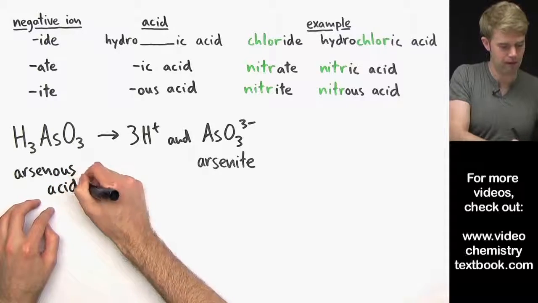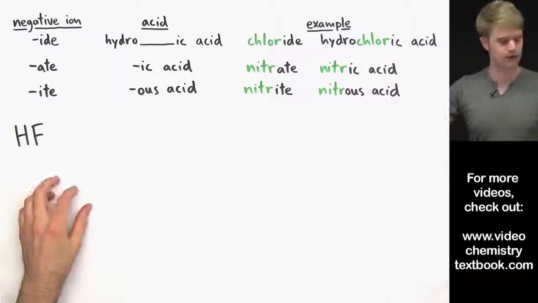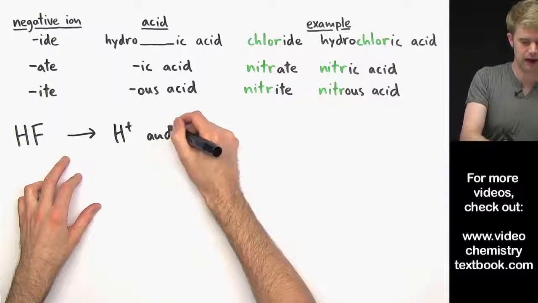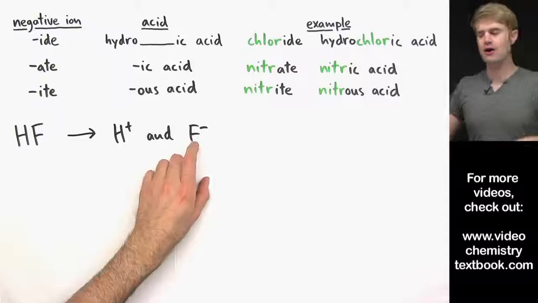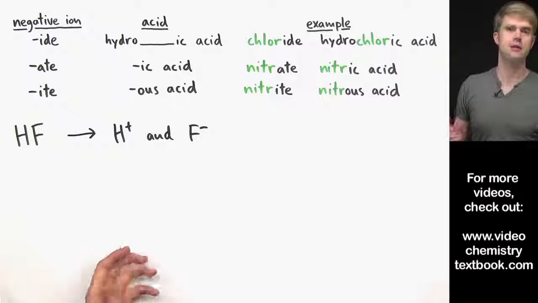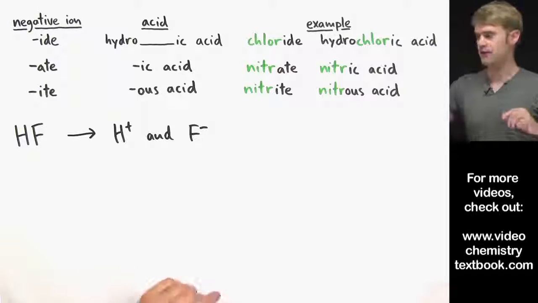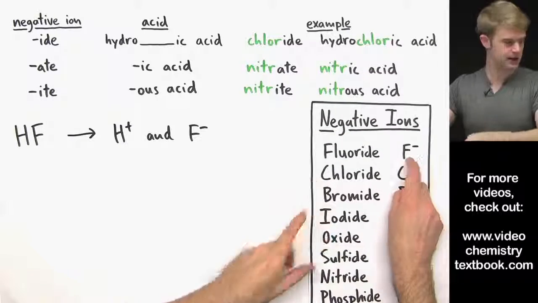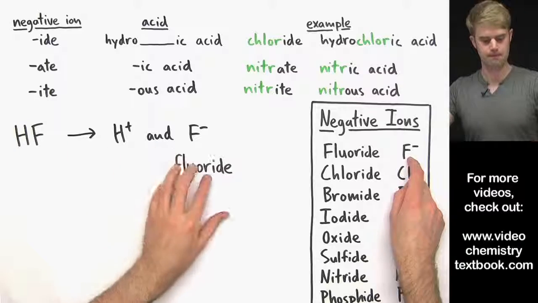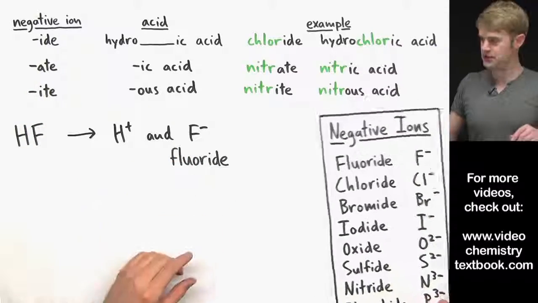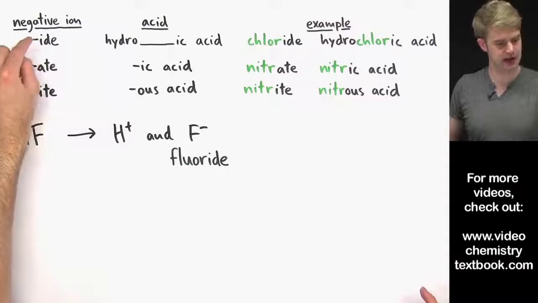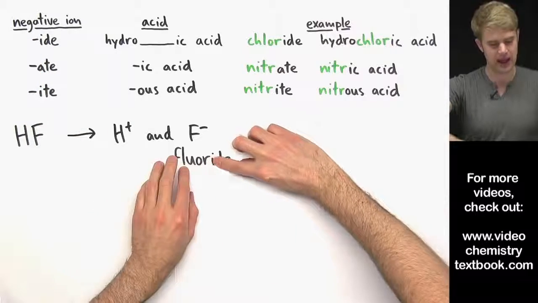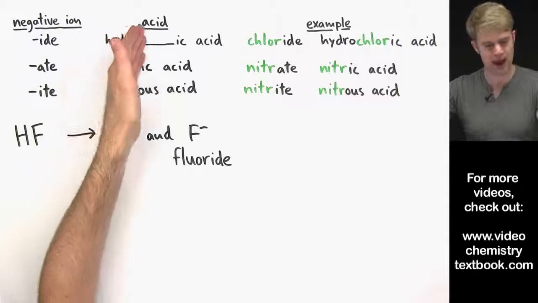arsenous acid. HF. I break this apart into H plus and F minus. Now F minus here, this negative ion, it's not a polyatomic ion, it's just a single atom that has a charge. So I'm going to use this list of my negative ions here. F minus is called fluoride. The rules for naming acids that contain ions ending in IDE are that we take the IDE off, and then we put this thing and we stick it between hydro and ic.